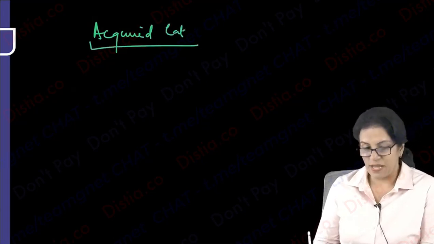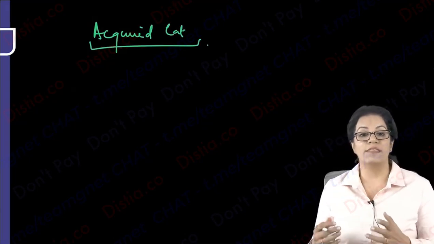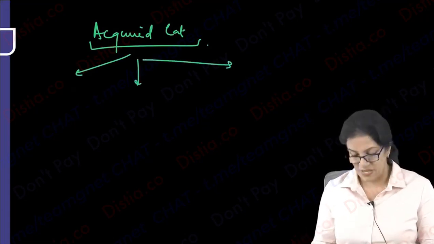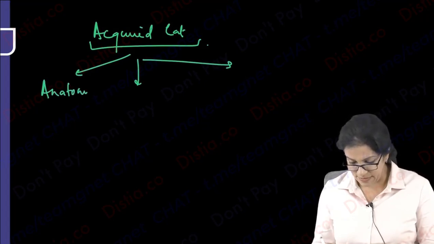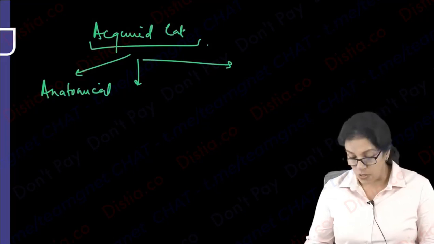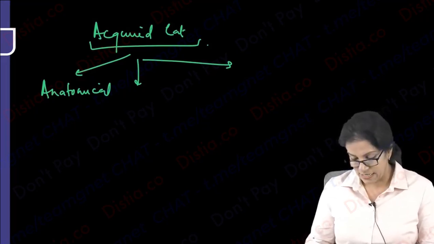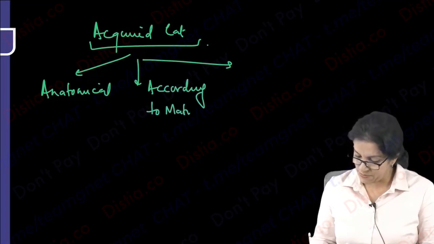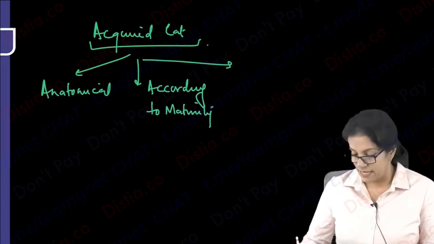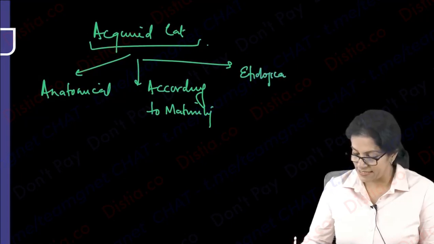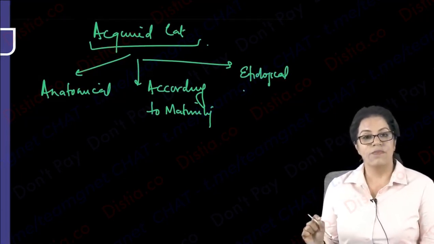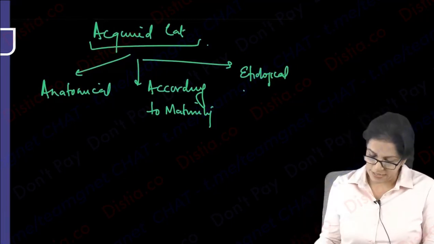How do you classify acquired cataract? There are 3 ways of classifying acquired cataract. Okay, we'll learn like this, that there are 3 different ways of classifying it. One is, I can classify it as anatomical classification. Or second, it can be classified according to maturity. Okay, according to maturity. And third, etiological classification. Okay. So, one by one, our first heading is anatomical.